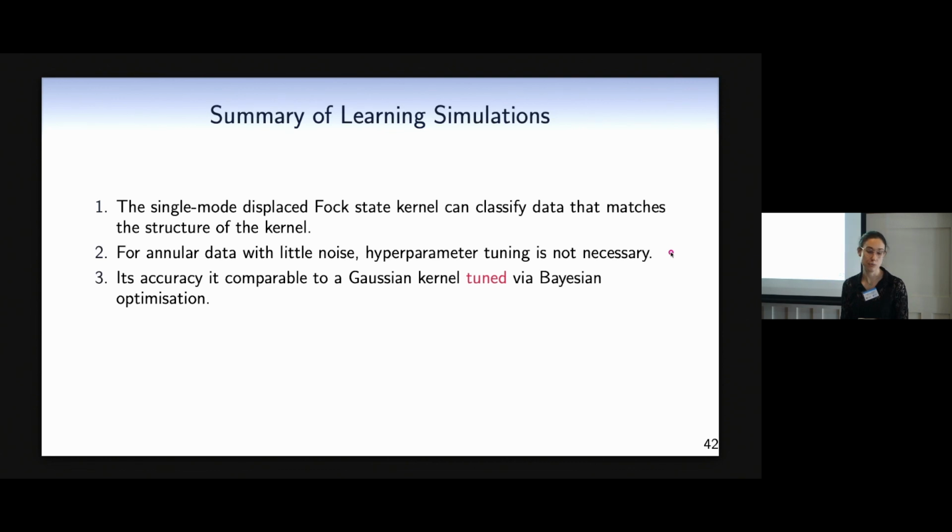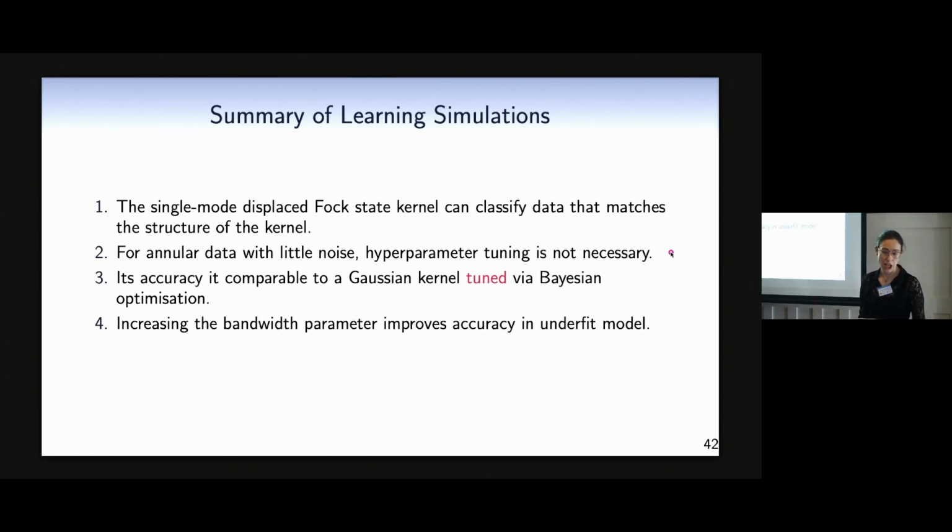Bayesian optimization. A Gaussian kernel is the ideal, sort of the universal kernel. Everyone throws a Gaussian at learning tasks. And that's just sort of showing, again, that it can learn, not necessarily better. Increasing the bandwidth parameter will improve accuracy in an underfit model, and decreasing the bandwidth will improve learning on very noisy data. So that's what we showed.